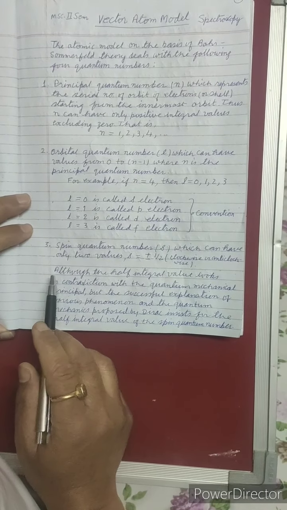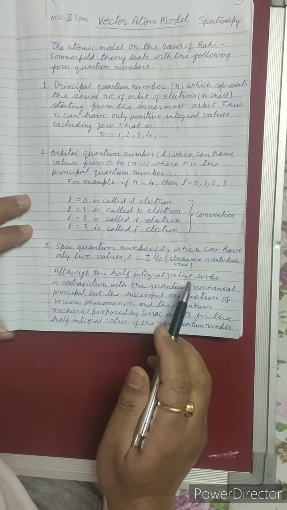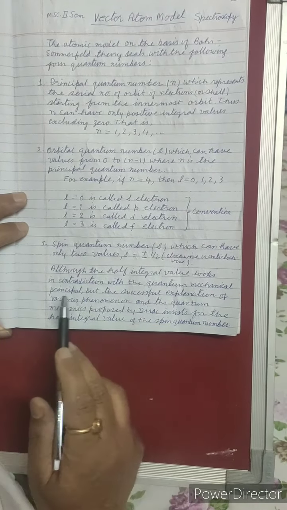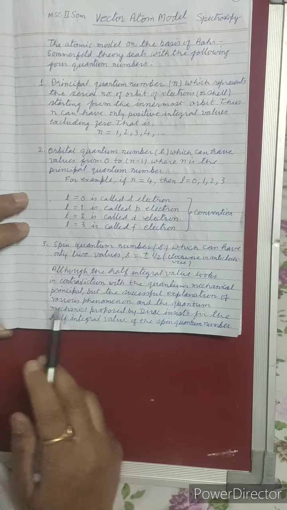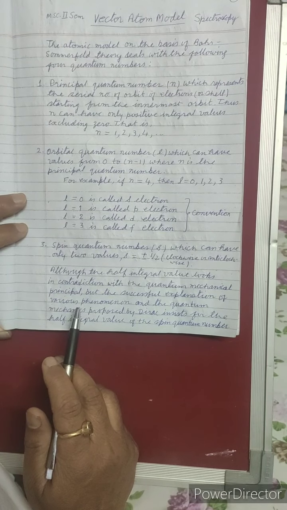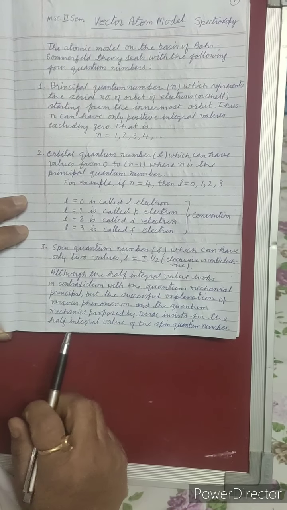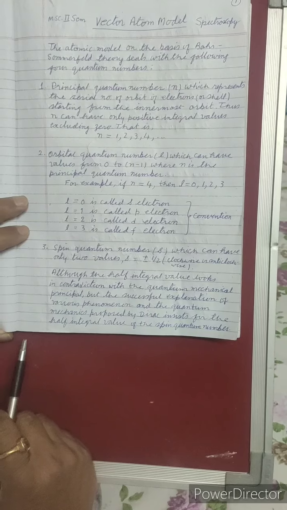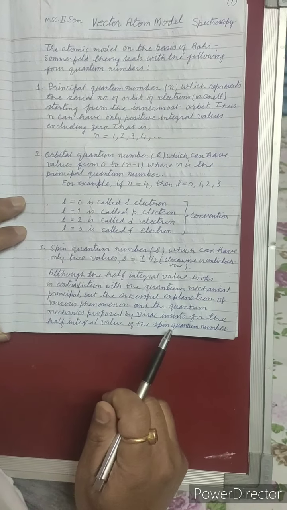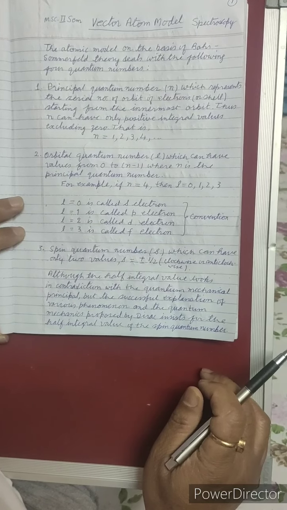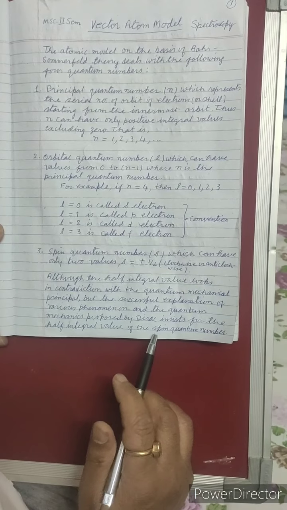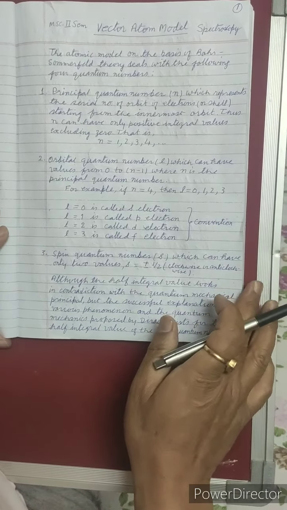We have to note that the half integer values look in contradiction with the quantum mechanical principle, but the successful explanation of various phenomena in quantum mechanics proposed by Dirac insists on the half integer value of the spin angular quantum number. That is the spin quantum number.